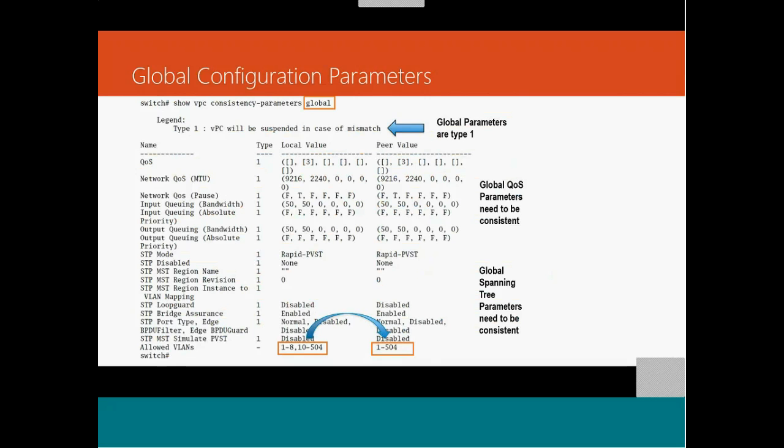All right. So if you see this slide, you'll be able to notice that there are differences in the VLANs, right? This global keyword tells that you are looking at the global parameters for the vPC, and these are the QoS related section. This is the spanning tree related parameters, and these are the VLANs that are allowed. Now, if there is any mismatch in the configuration, so if you see from here, VLAN 1 to 504 are allowed, and 9 is missing over here. So it will cause a global consistency failure.